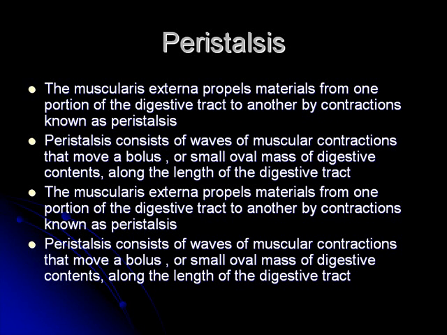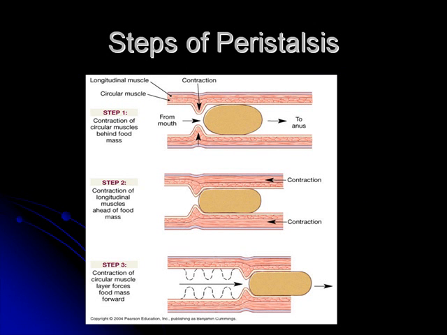The muscularis externa propels material from one portion of the digestive tract to another by contractions. This is known as peristalsis. Peristalsis consists of waves of muscular contraction that move a bolus, or a small oval mass of the digestive contents, along the length of the digestive tract.